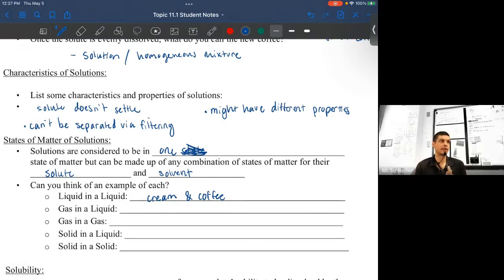Other examples you might think about are a cup of vinegar from the store. It's not just vinegar, it's vinegar and water, and it forms a solution. Milk and chocolate syrup, making some chocolate milk, that's another good solution.